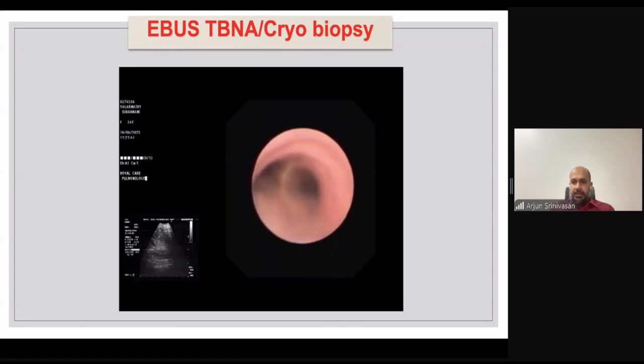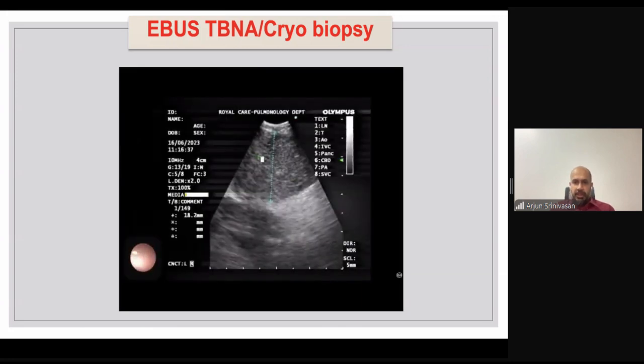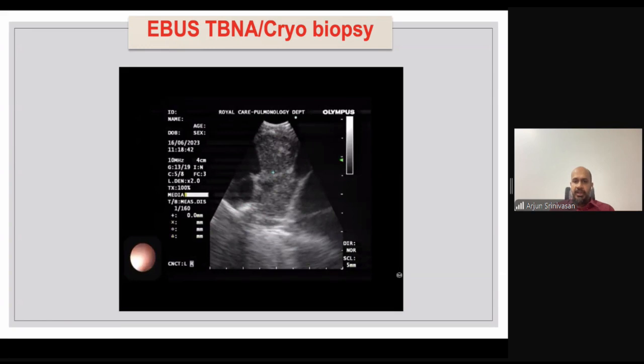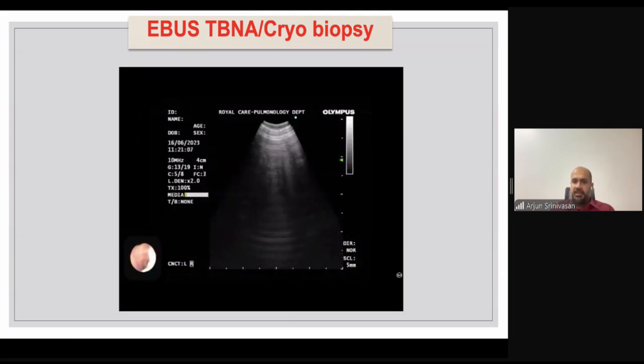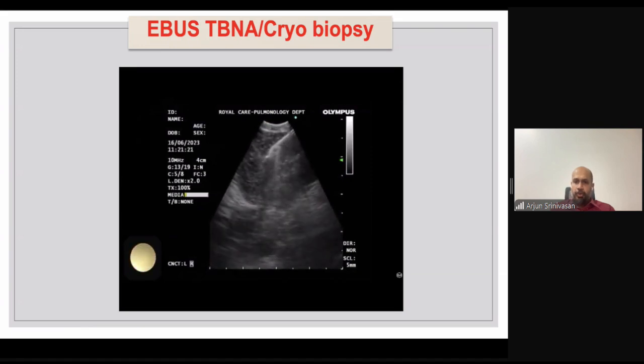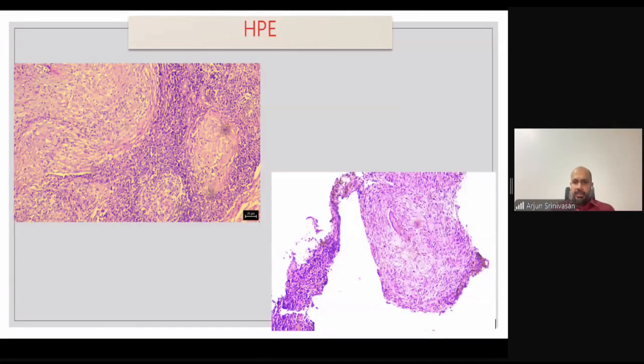We had multiple nodes which were positive. So this was the 7 and this is the 11R which is getting mapped, and subsequently both these nodes were sampled. We went ahead and did both the EBUS TBNA as well as cryobiopsies. We took adequate samples for both histopathology, and we had samples also going in for cultures as well as GeneXpert in this case.